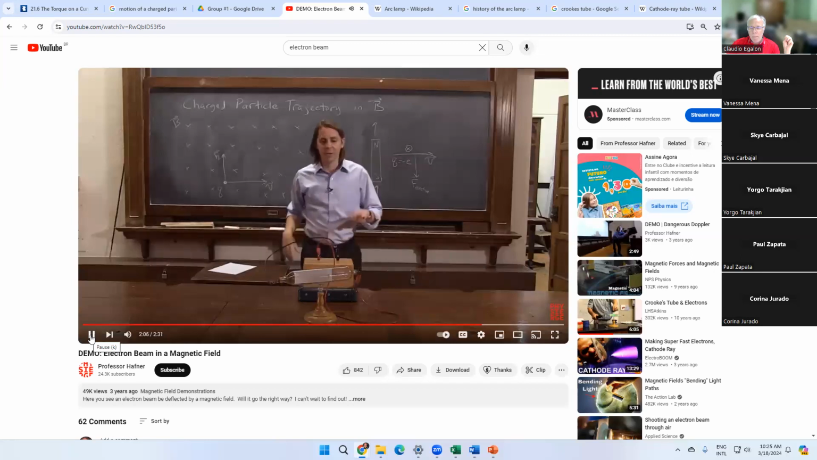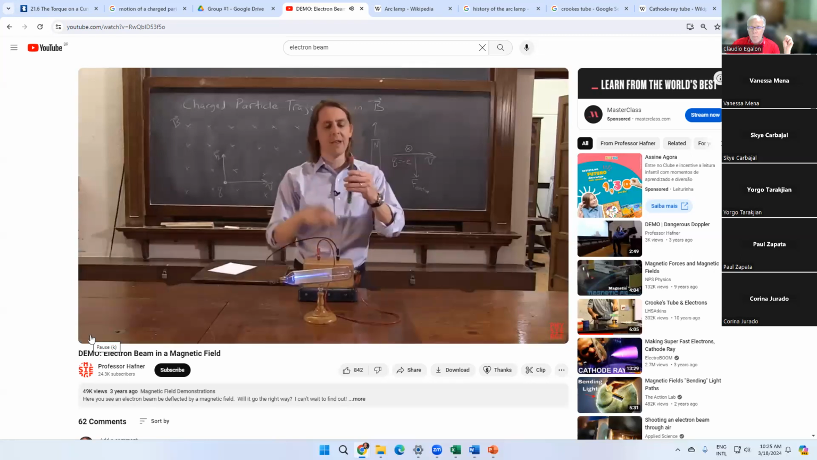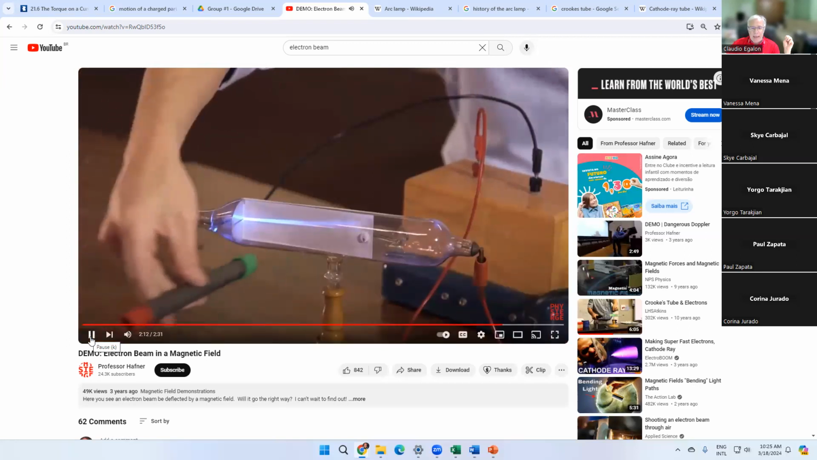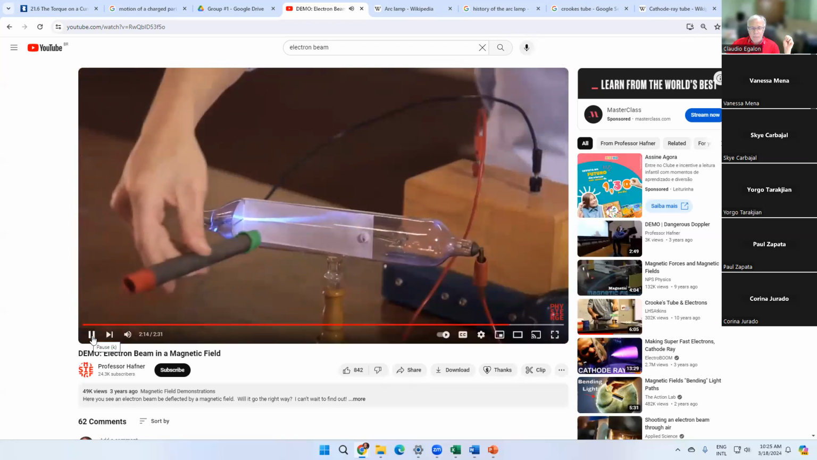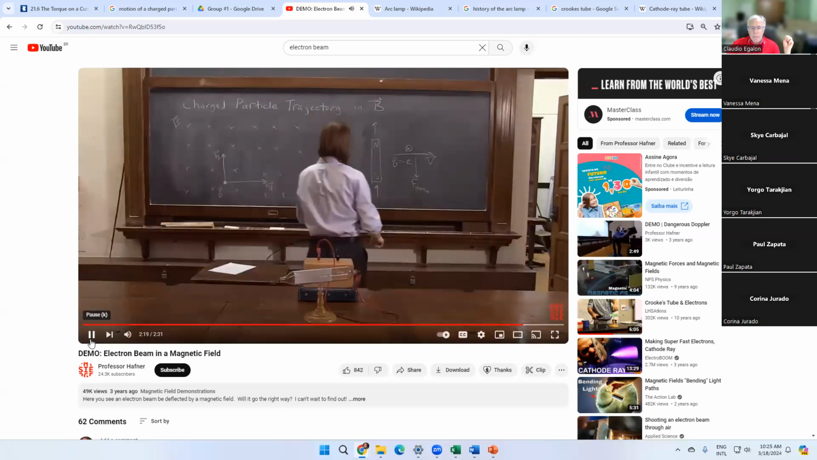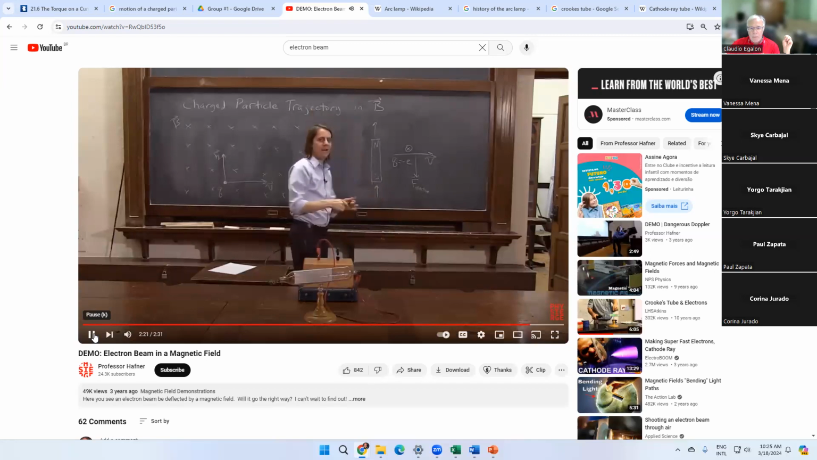It deflected down. We can also check, we can take and aim the South Pole at the beam. There we go. Bring in the South Pole. And there we go. Bending upwards. Up. Just like you'd expect. When you bring in the South Pole, the magnetic field is pointing in the opposite direction.